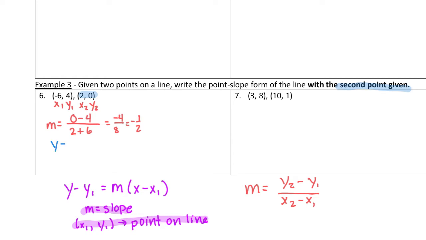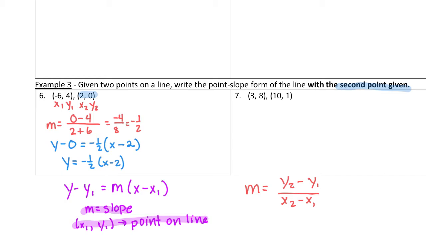We're going to do y minus our y value from our point, which is 0. And that's going to equal our slope, negative 1/2, times x minus our x value, which was 2. Now, we could clean this up a little bit since we do have a 0 here. We could just simplify this as y equals negative 1/2 times x minus 2. You could keep simplifying that just a little bit more to get it in slope-intercept form, but our directions didn't ask us to do that, so we won't.